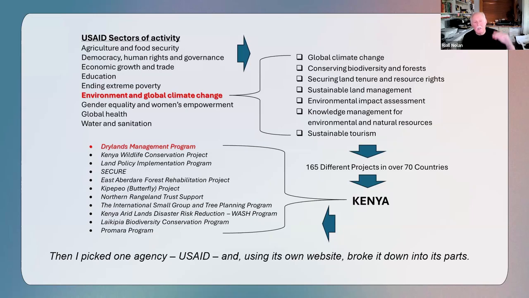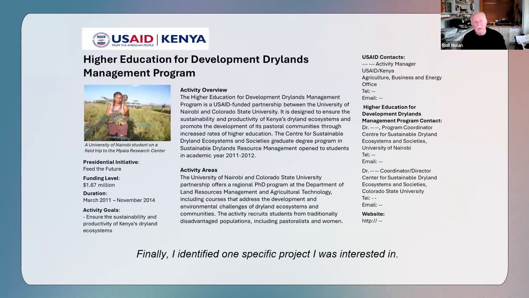So the final stage in my domain analysis was to look at that particular project. And here is what I found. This is taken straight off USAID's website. It gives you an overview of what's going on. It tells you the kinds of things they're doing. It tells you how much funding they have. It tells you how long the project lasts for. And then on the right-hand side, look at that. It actually gives you the names and the telephone numbers of the people who are running the project. Think about that. That's great. So now you know who to talk to.